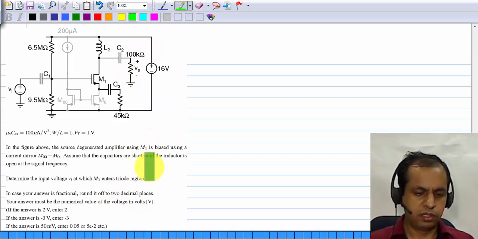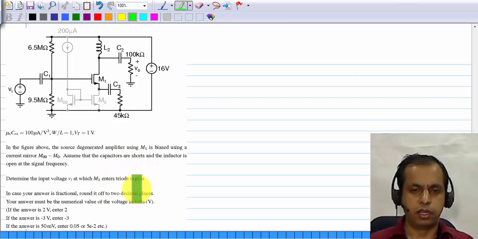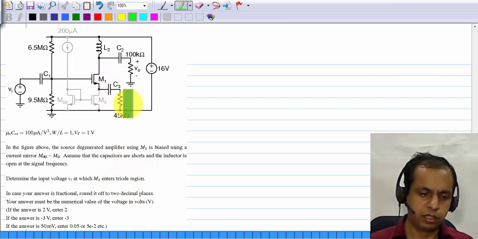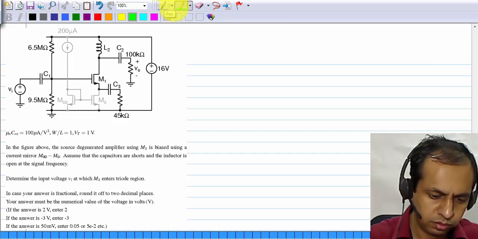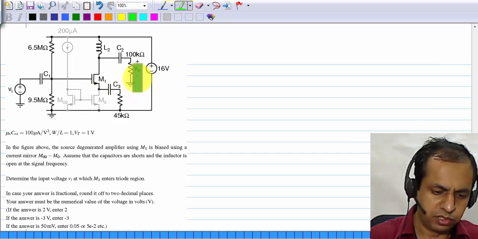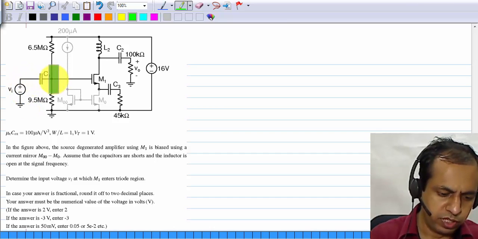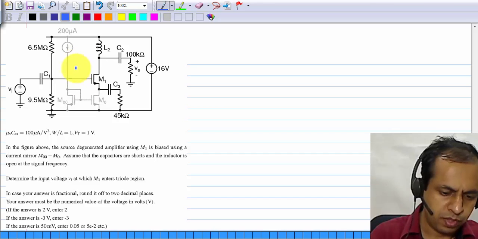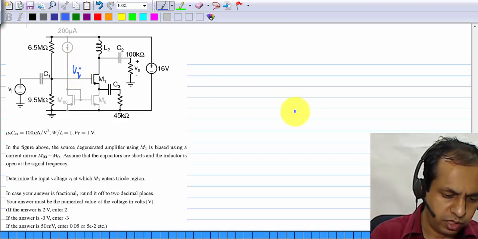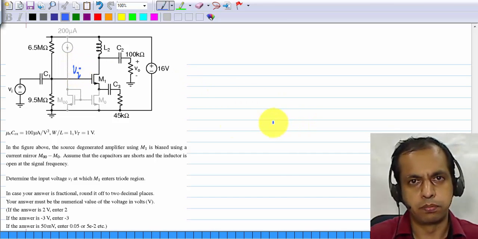Now this is another circuit, and you are again asked something related to the swing limit when M1 enters triode region. All the capacitors are shorts and so on. So Vi appears directly at the gate. There is no series resistance. So the incremental voltage here is Vi.